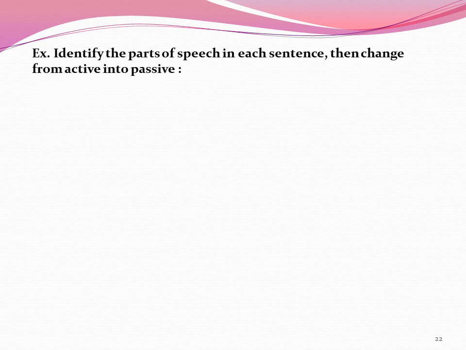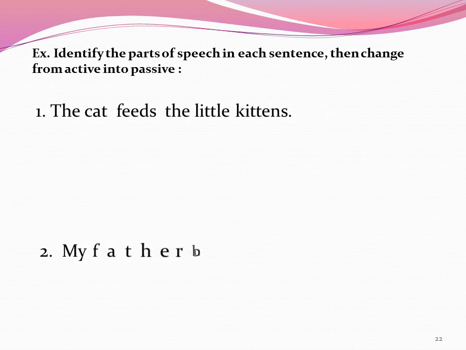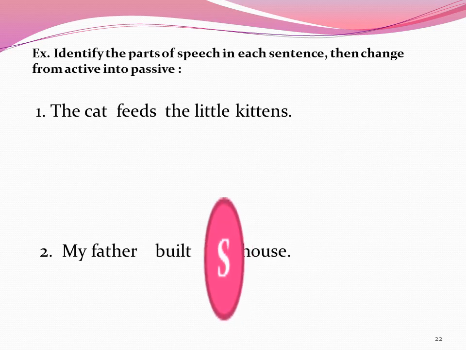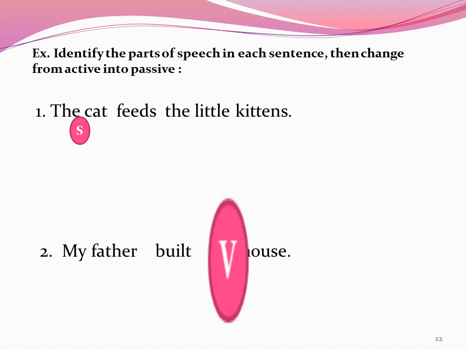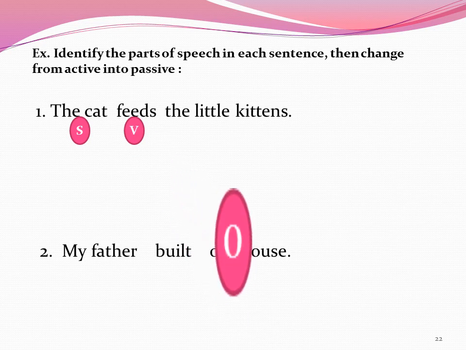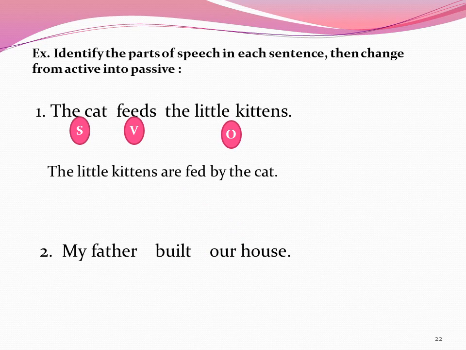Let's try to have an exercise here. Identify the parts of speech in each sentence that change from active into passive. Try to solve these couple of sentences. They are so easy to solve. The cat feeds the little kittens. The cat is the subject. Feeds is the verb. Little kittens is the object. How is it changed? We take little kittens at the beginning. Feeds is simple present ending with an S, and kittens is plural, so it takes are. Past participle of feed, fed, by, and the subject, by the cat.